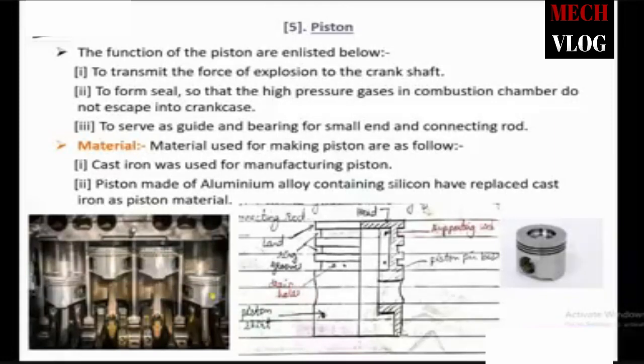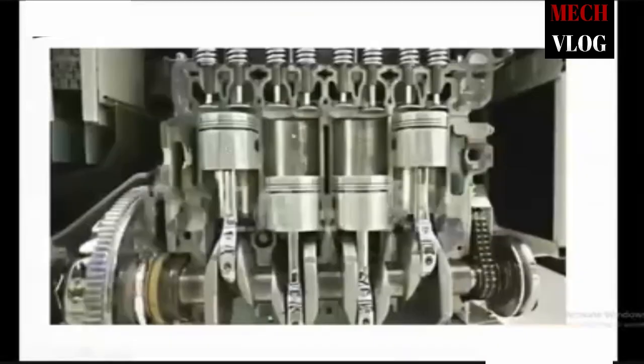Second, to form a seal so that the high pressure gas in the combustion chamber does not escape into the crankcase. If the piston is not there, after the power stroke there is a chance of leakage of this combustion gas into the crankcase. This can be prevented by the piston, so it also acts as a seal.